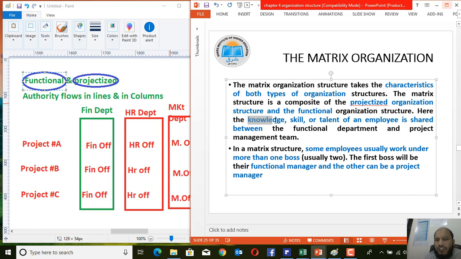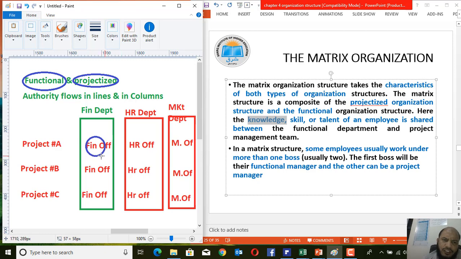Here, the knowledge, skills, and talent of an employee is shared between the functional department and the project management team. The person who is working over here has knowledge, skills, and talent that will be shared with the functional department and also with the project team. So here is sharing of knowledge, but in both ways.